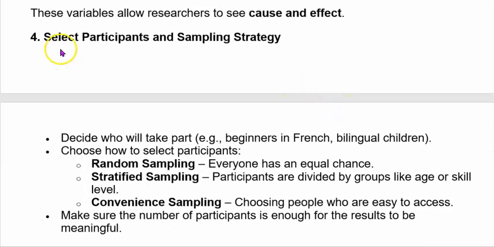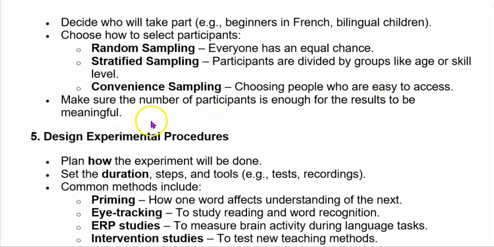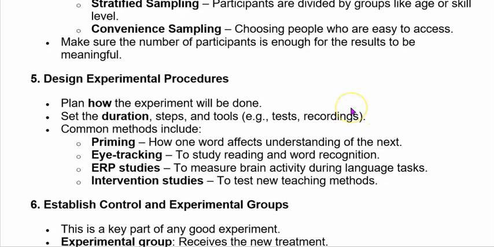4. Select participants and sampling strategy. Decide who will take part. Beginners in French, bilingual children. Choose how to select participants. Random sampling, everyone has an equal chance. Stratified sampling, participants are divided by groups like age or skill level. Convenient sampling, choosing people who are easy to access. Make sure the number of participants is enough for the results to be meaningful.